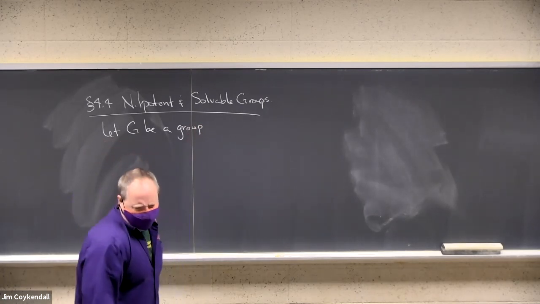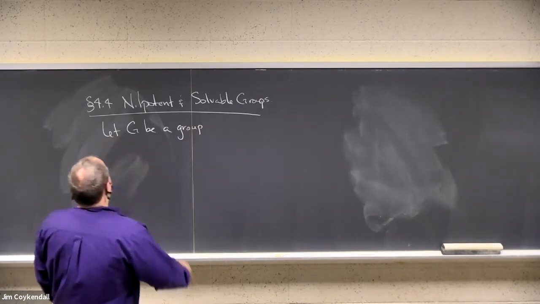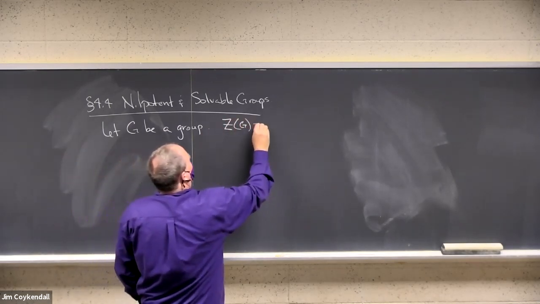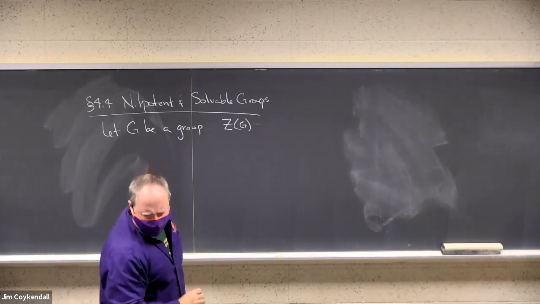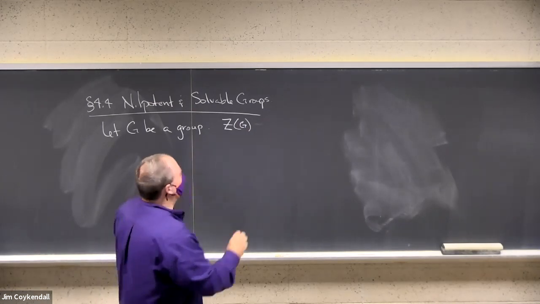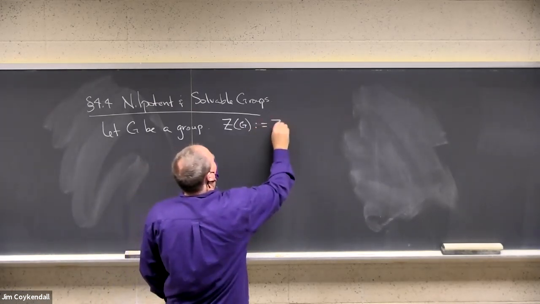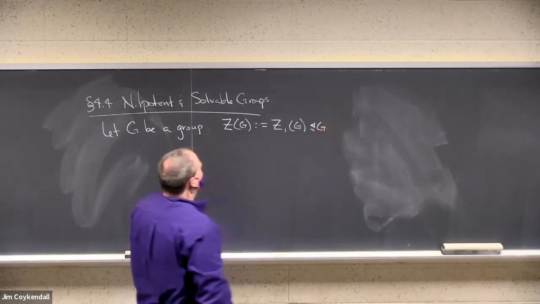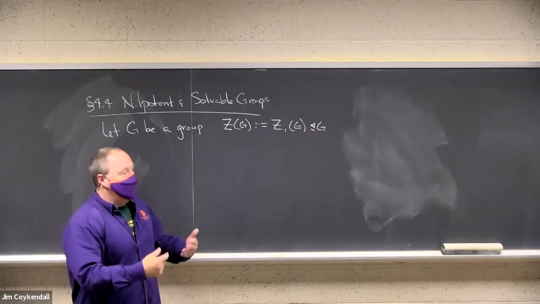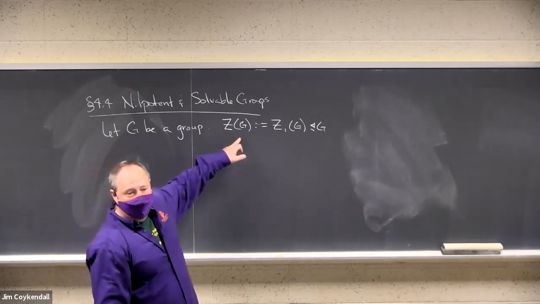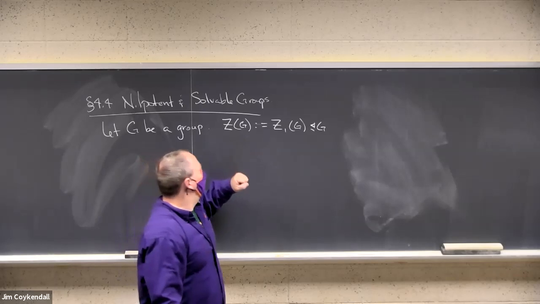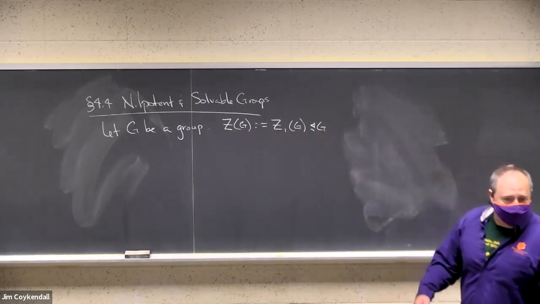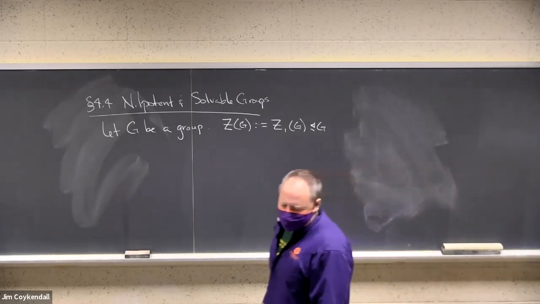Now, notice the center of G, which I'm going to inductively call Z1(G). What I'm going to do is build up these subgroups of G that are generalizations of the center of G. Of course, the center of G itself, the set of everything in G that commutes with everything, is a normal subgroup of G. We've seen that.